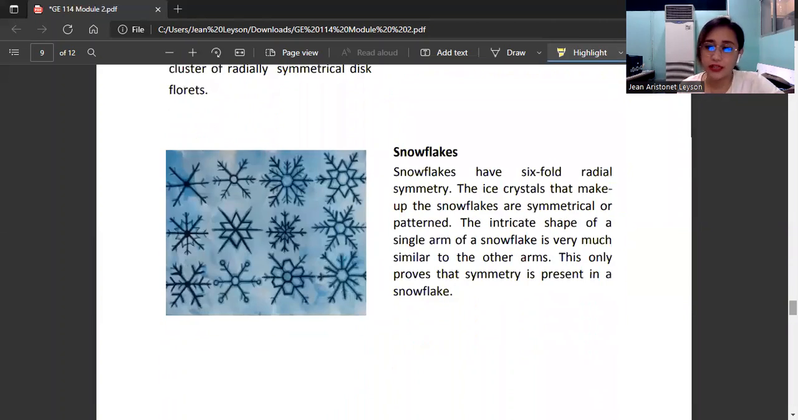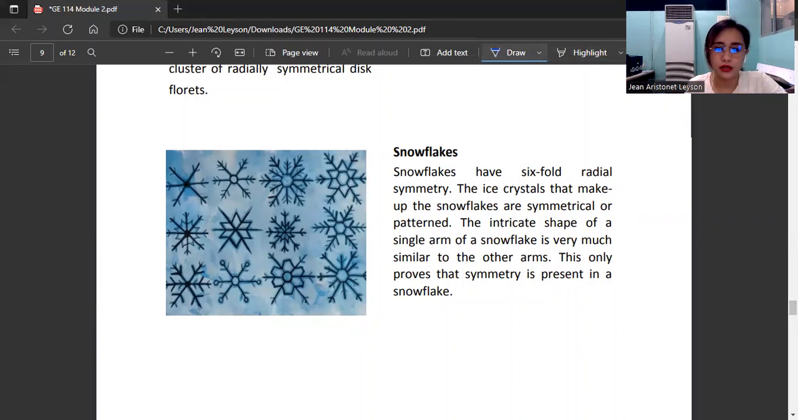Next, we have snowflakes. Snowflakes have 6-fold radial symmetry. The ice crystals that make up the snowflakes are symmetrical or patterned. The intricate shape of a single arm of a snowflake is very much similar to the other arms. This only proves that symmetry is present in a snowflake.